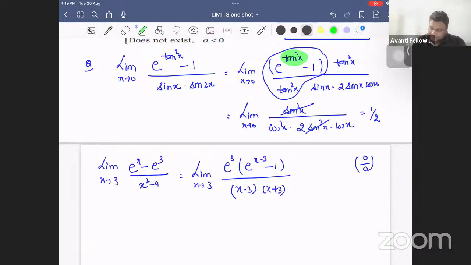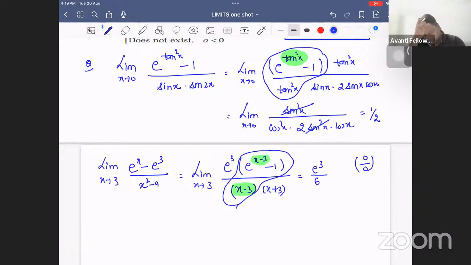Now, as x approaches 3, this is going to 0. This is also going to 0. So there is the same thing in the numerator as well as the denominator, both approaching 0. So this value goes to 1. So the answer will be what? Now put x equals 3. You get e cube upon 3 plus 3, 6. Got it?